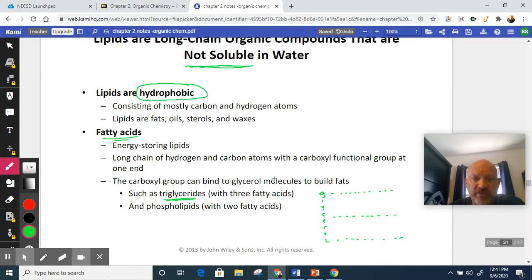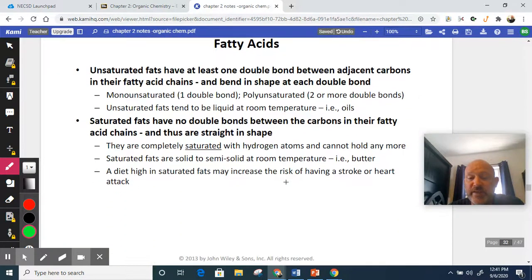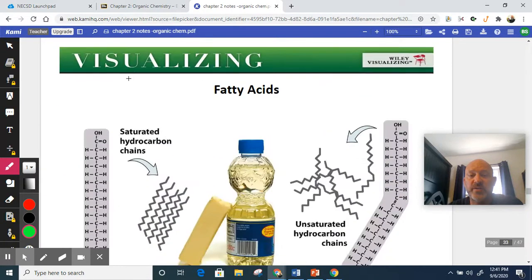Phospholipids are a little bit different. We'll take a look at phospholipids, but phospholipids are the types of lipids that we find in our cell membranes. When we look at these long chains of fatty acids, they kind of come in two different forms. They're either unsaturated or saturated. Well, let's look at that.